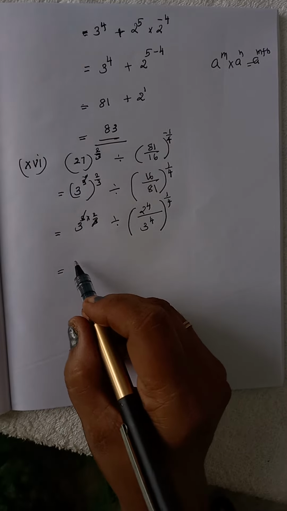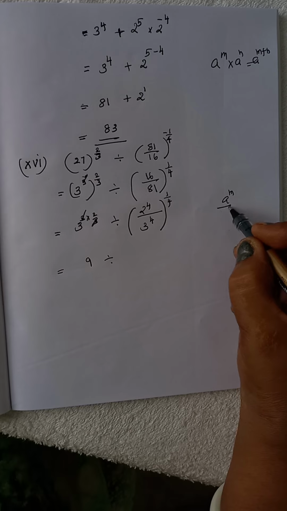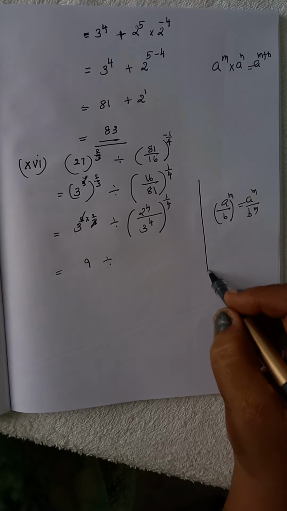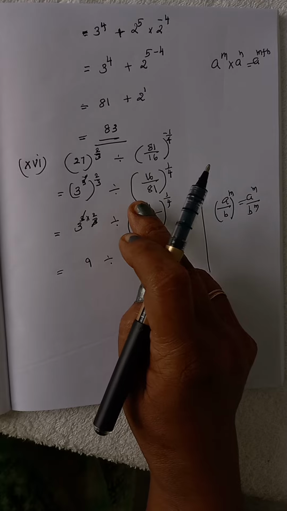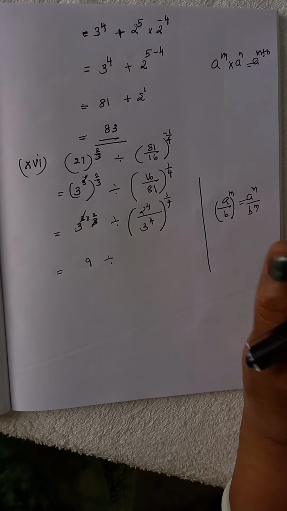Now this is equal to 3 raised to 2, that is 9, divided by, a by b whole raised to m can be written as a raised to m by b raised to m. By using that, this is a and this is b. 2 raised to 4 can be taken as a, 3 raised to 4 can be taken as b, and 1 by 4 can be taken as m.